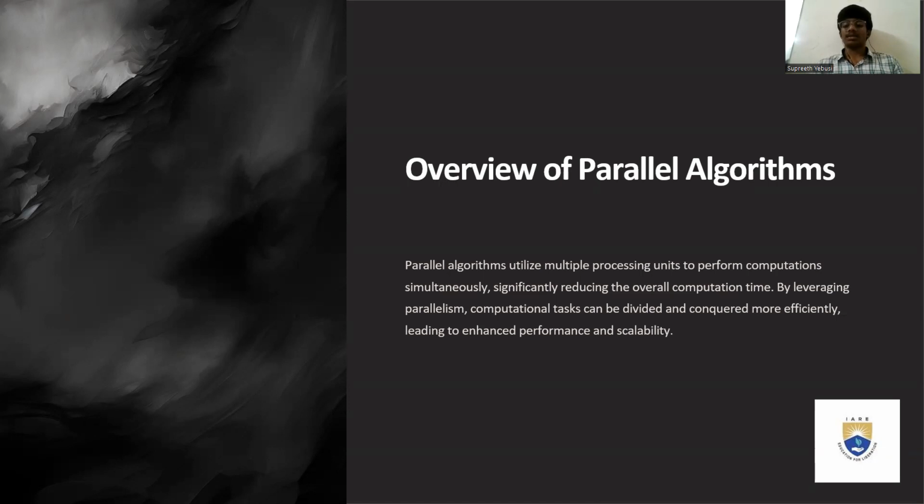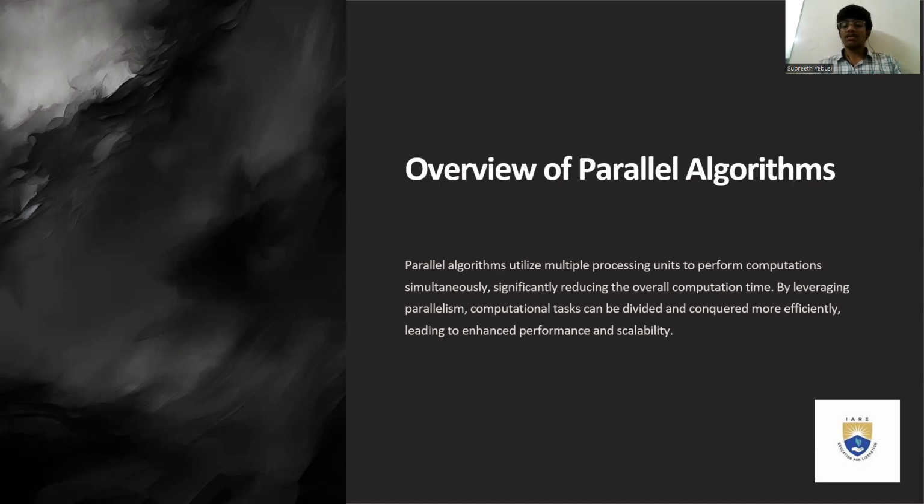A parallel algorithm is a computational algorithm that divides a problem into subproblems and solves them simultaneously, often using multiple processors or processing units. The primary goal is to achieve improved performance by exploiting parallel processing capabilities. Here's an overview of key aspects of parallel algorithms.